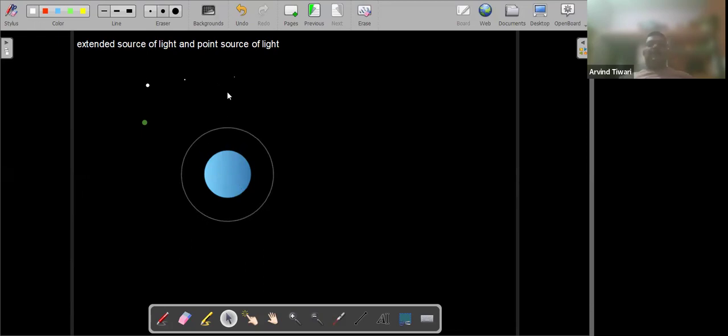Okay, see. What happens if we get light from a point source of light? What happens if we get light from an extended source of light? So here you have light falling from a point source of light, and here we have light coming from an extended source of light.